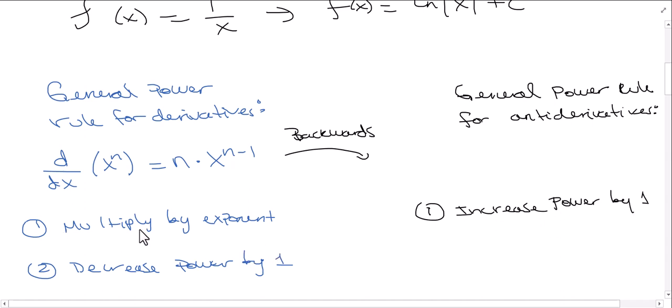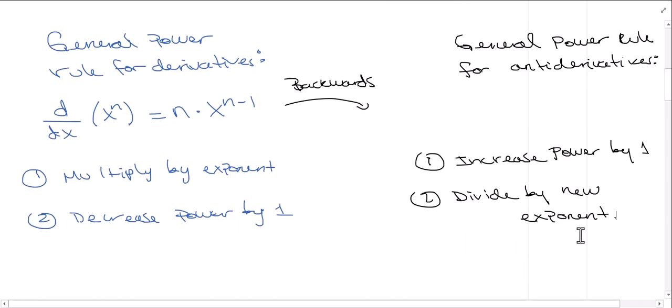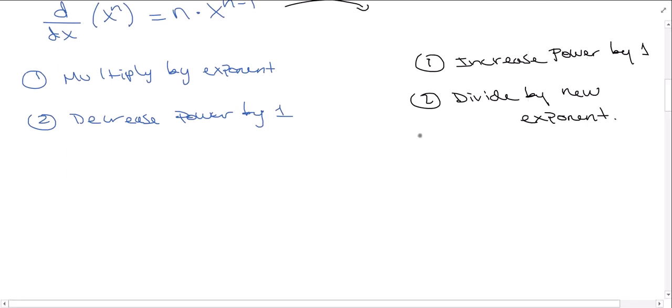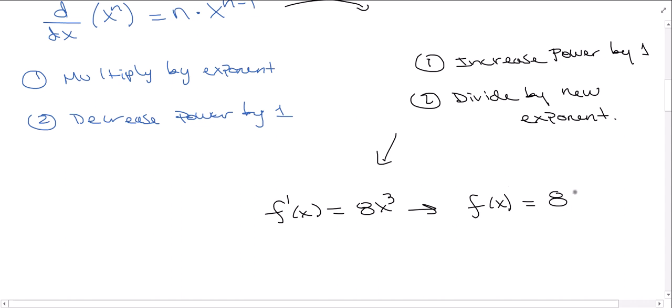And then instead of multiplying by the exponent, the opposite of multiply is divide, so we're going to divide by the new exponent. Looking back at that problem we had, f prime of x equals 8x cubed, using the general power rule, f of x will be, what do we do? Increase the power by 1. So this will be 8x to the 3 plus 1, which is 4. And we divide by the new exponent. My new exponent is 4, so I divide by 4.